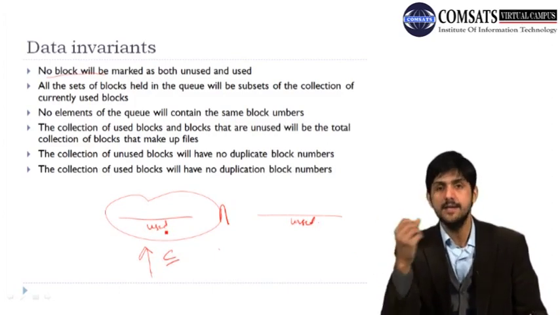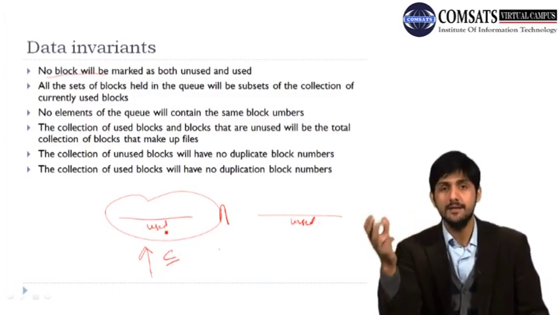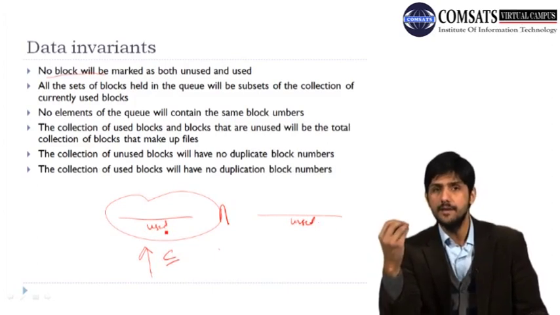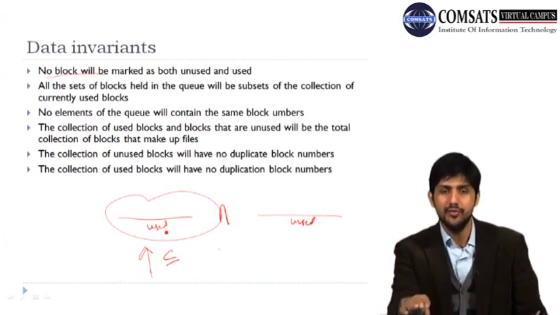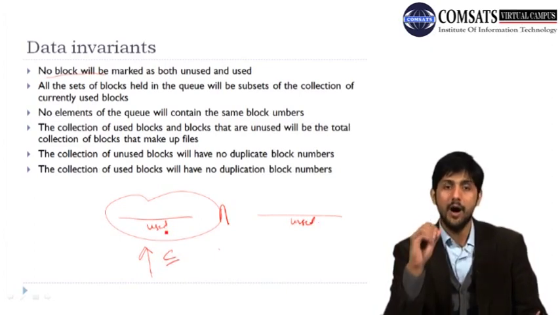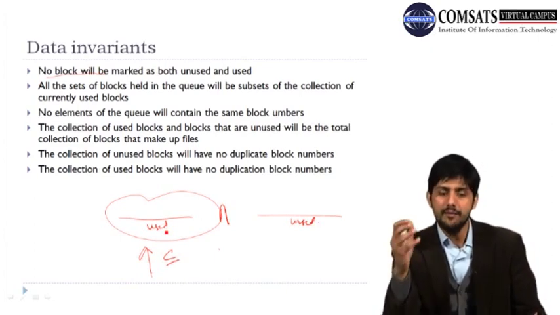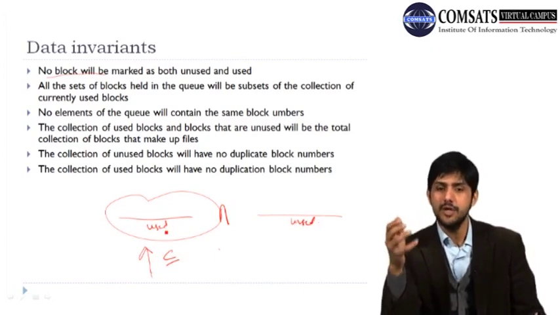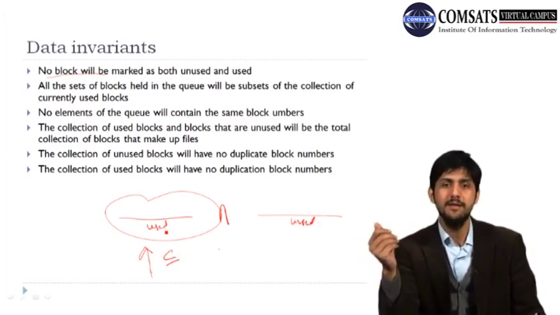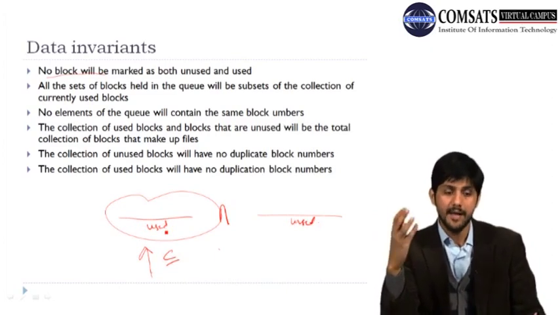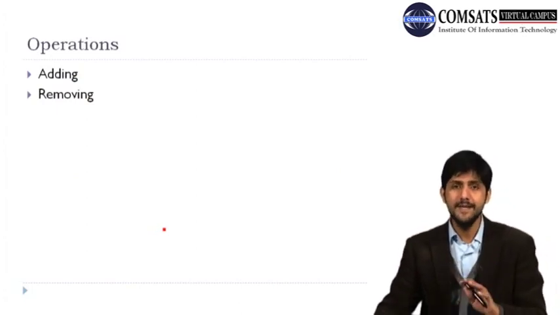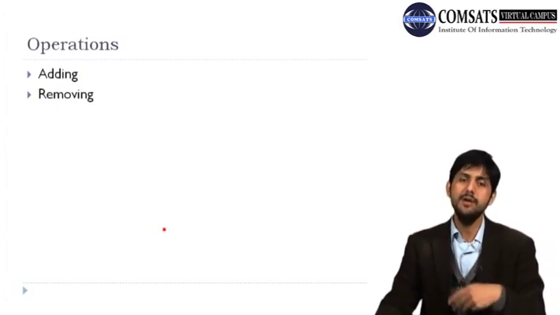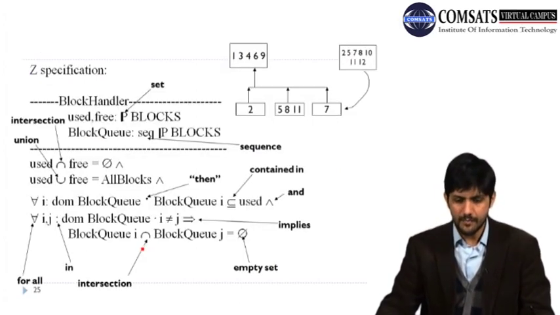Remember that this is an example of a block handler where blocks are released and allocated to files, so this is happening very frequently. We need to ensure that at no state these conditions are violated. So these conditions should stay true. Now how do we define them formally, so that we can check whether they are correct, complete, and unambiguous? As I said, identifying operations is very easy: we are adding blocks and removing blocks. So these are the two operations.